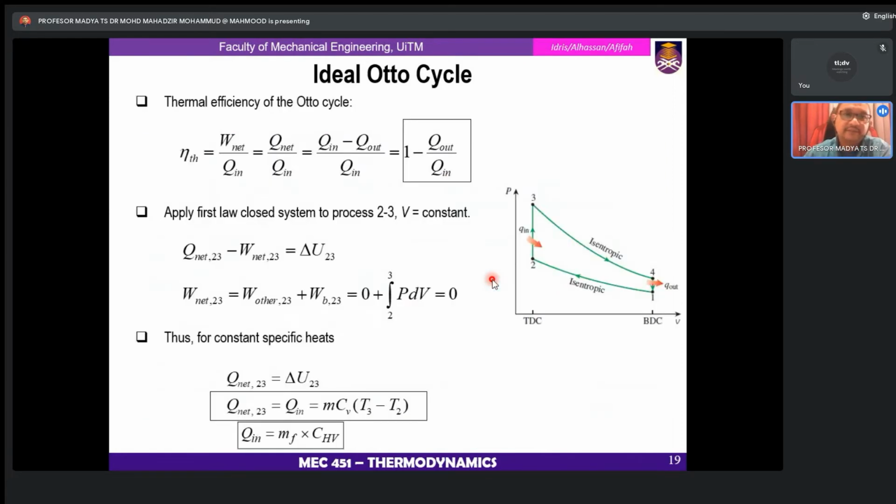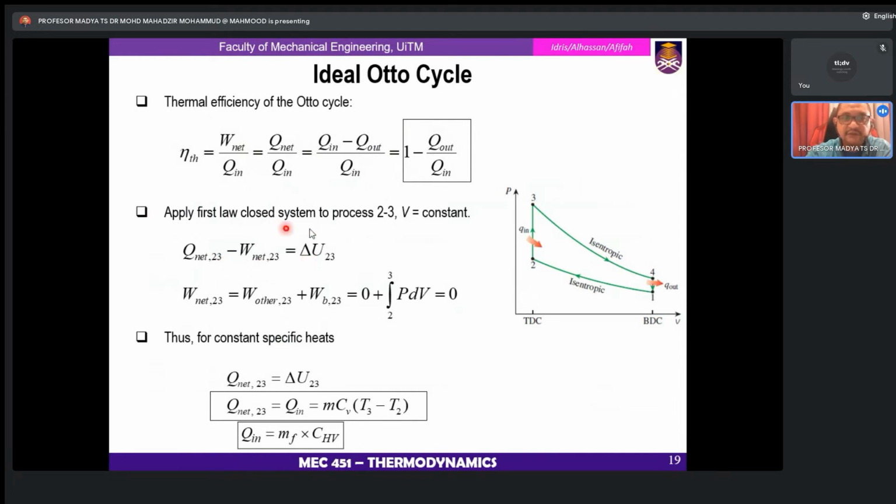To find the thermal efficiency of the Otto cycle, we start from the general formula for thermal efficiency. That means thermal efficiency equals W net over Q in. This is the famous formula to find thermal efficiency. From there, you can simplify and you will get this formula. This is what I said just now.